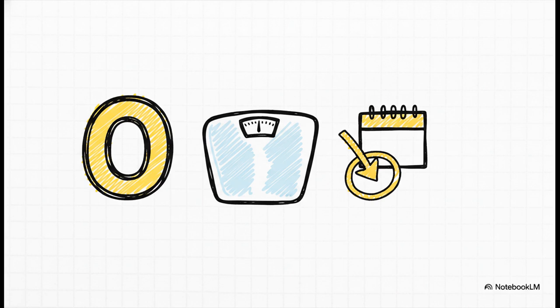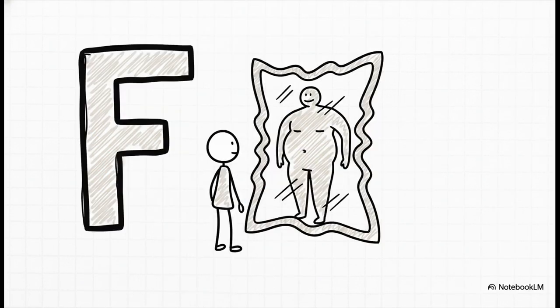Then, O is for 1 stone. You ask, have you recently lost 1 stone in a 3-month period? This gives you a hard number for significant recent weight loss, which is a big red flag. The first F stands for fat. Do you believe yourself to be fat when others say you are too thin? This question is all about probing for a distorted body image.